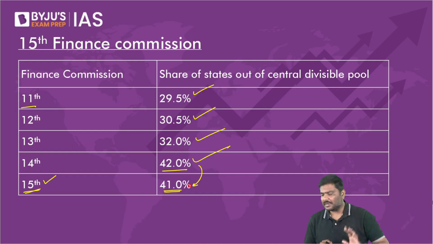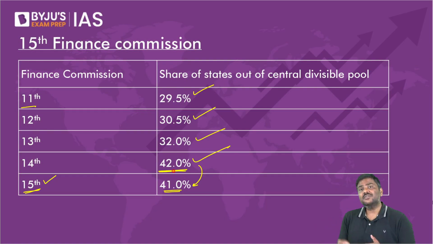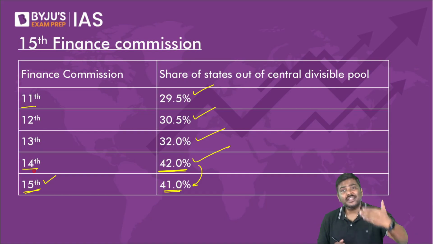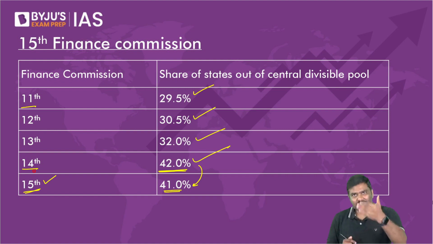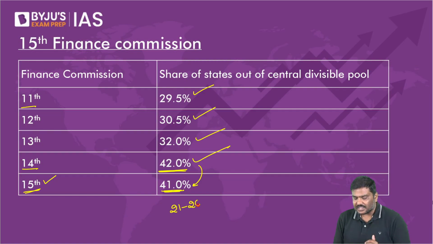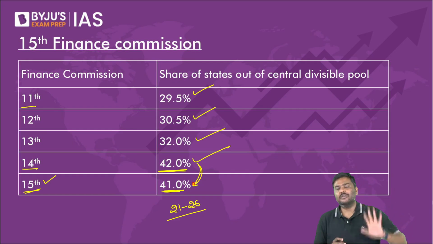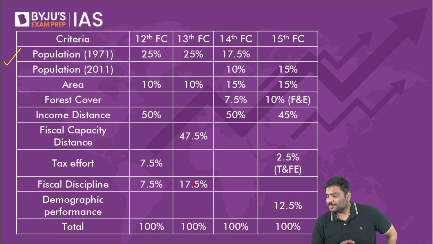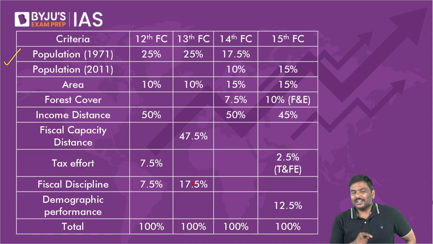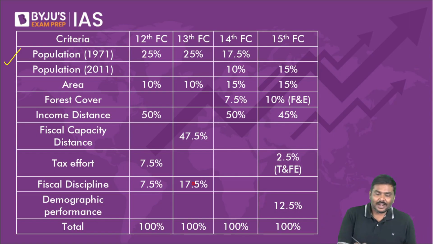If you ask me, sir, why has it been changed from 42 to 41%? Basically, the Finance Commission in its report states that when the 14th FC recommendations were provided, Jammu and Kashmir was a state. And now, when the 15th FC recommendations are implemented from 21 to 26, Jammu and Kashmir is not a state anymore. That is the precise reason we have adjusted the vertical devolution formula from 42% to 41%. In fact, if you have read the newspapers, did we not complete 4 years of Jammu and Kashmir being converted into union territories? Think of it. Right. So next one, the horizontal devolution formula.